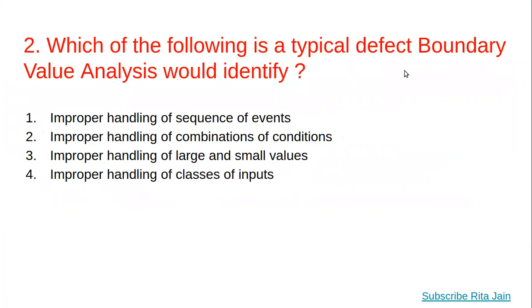So, as the name indicates, boundary value technique tests the input field by providing data around the boundary limits, minimum and maximum. So here the right answer should be improper handling of large and small values. Sometimes there is a chance that a defect would occur around the boundary values, so this technique is helpful in that. So let's see the correct answer. The correct answer is 3.